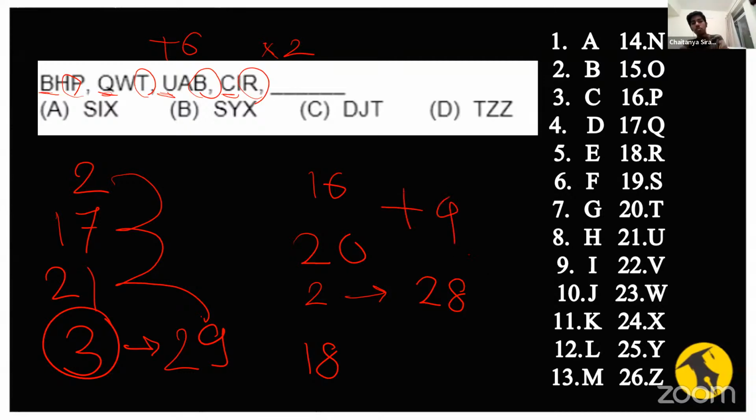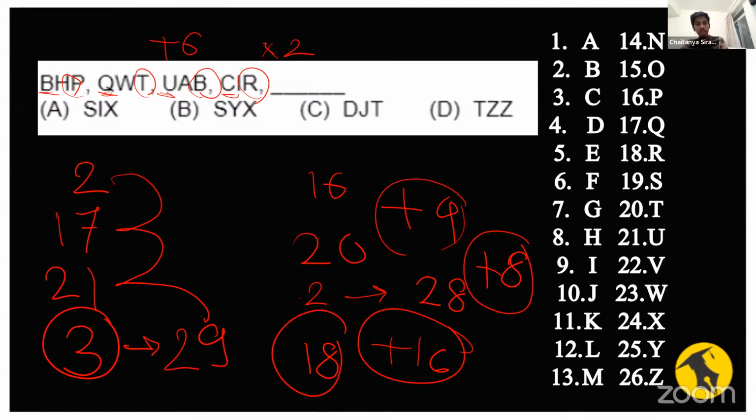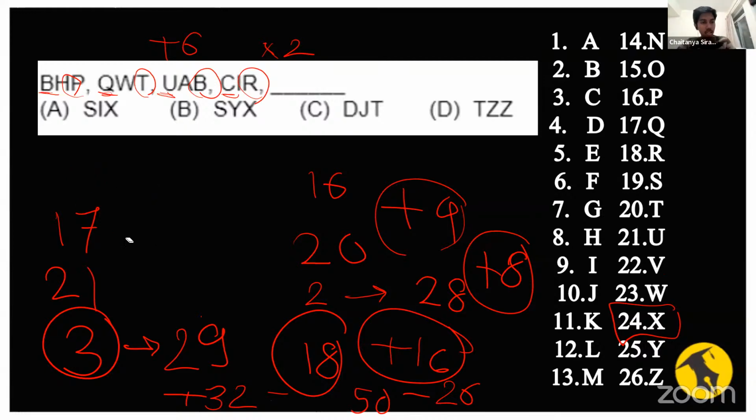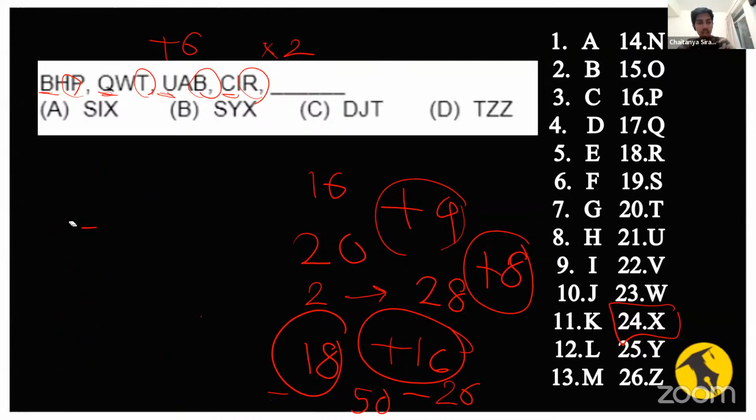Here it was plus 4, then plus 8, and this is plus 16. Okay, we can have some logic like that. So if I do 18 plus 32, it will give me 50. 50 minus 26 will be how much? 24. So my data should start with X, but there's no option with X. That means this logic is not correct. So I'll rub it out.